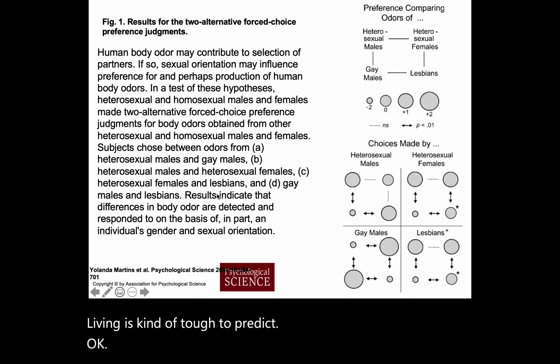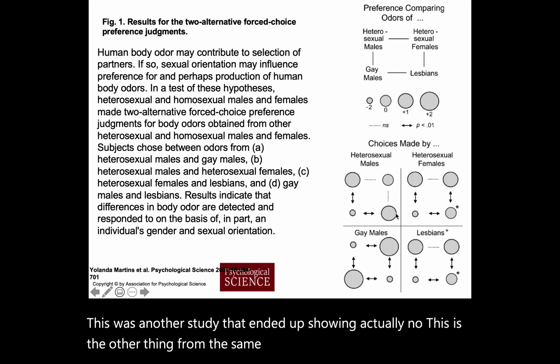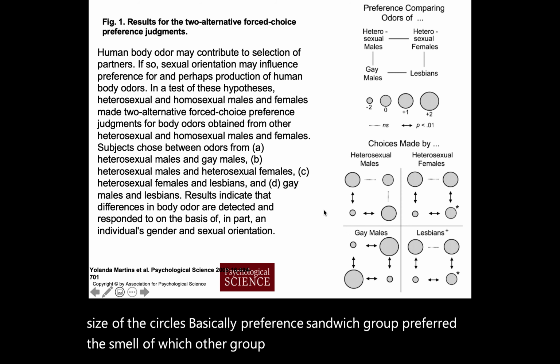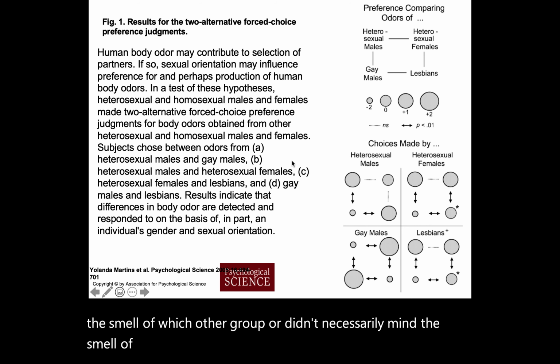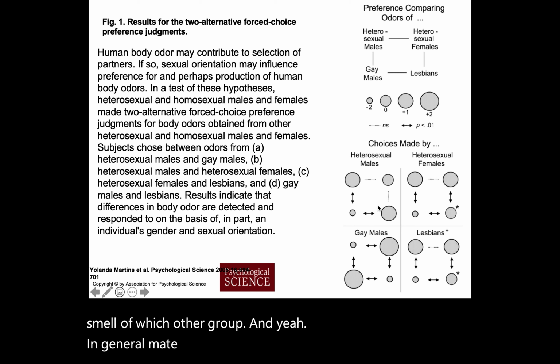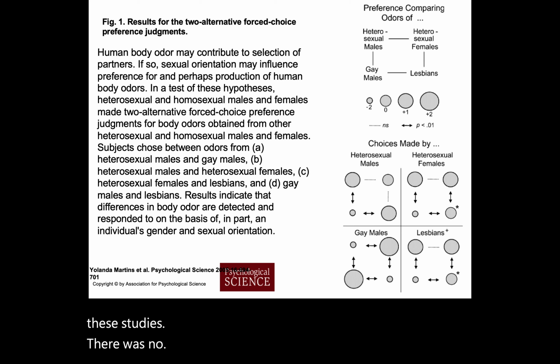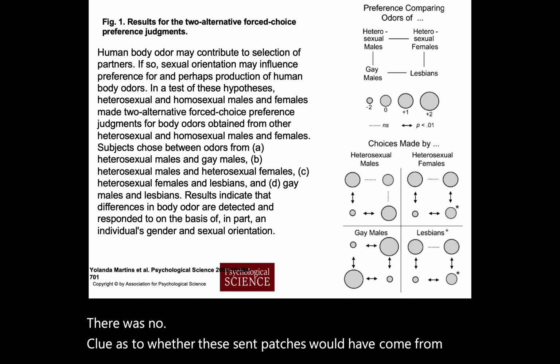Okay. This was another thing from the same study. This is just showing, with the size of the circles, basically preference, and which group preferred the smell of which other group, or didn't necessarily mind the smell of which other group. And in general, mate choice was related to olfaction, even though in these studies there was no clue as to whether the scent patches would have come from male or female or anything else.